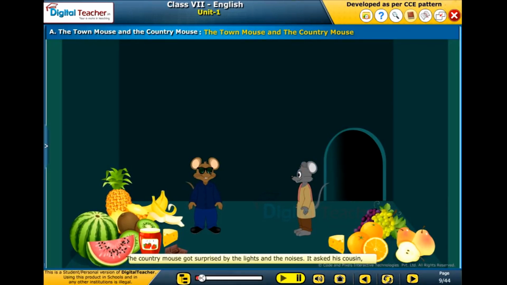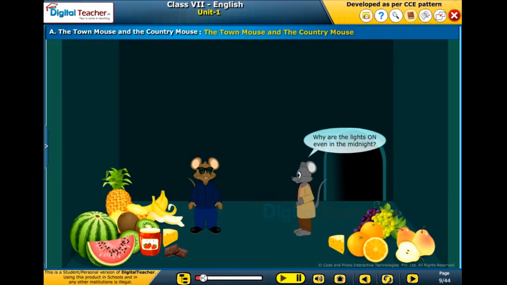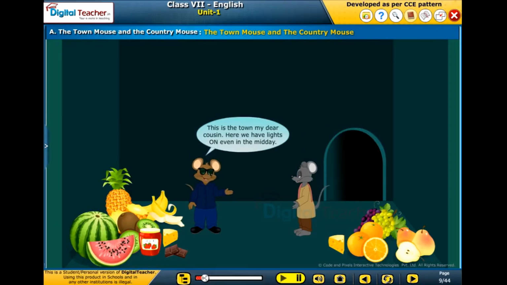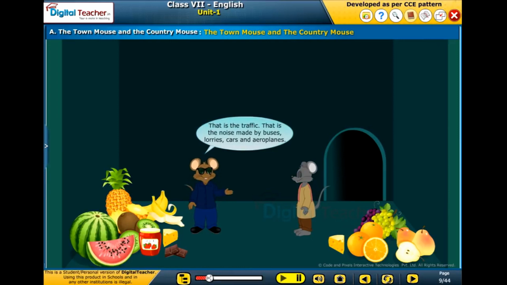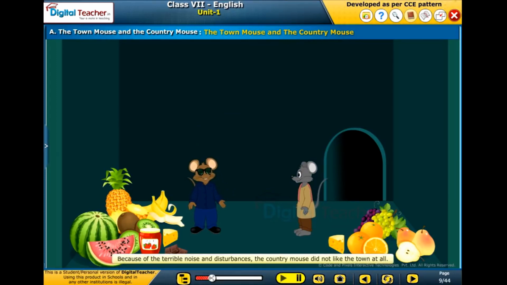It asked his cousin, Why are the lights on even in the midnight? This is town, my dear cousin. Here we have lights on even in the midday. What is this horrible noise that never stops and disturbs everyone? That is the traffic. That is the noise made by buses, lorries, cars, and aeroplanes. Because of the terrible noise and disturbances, the country mouse did not like the town at all. He felt headache due to unbearable noise by the traffic.